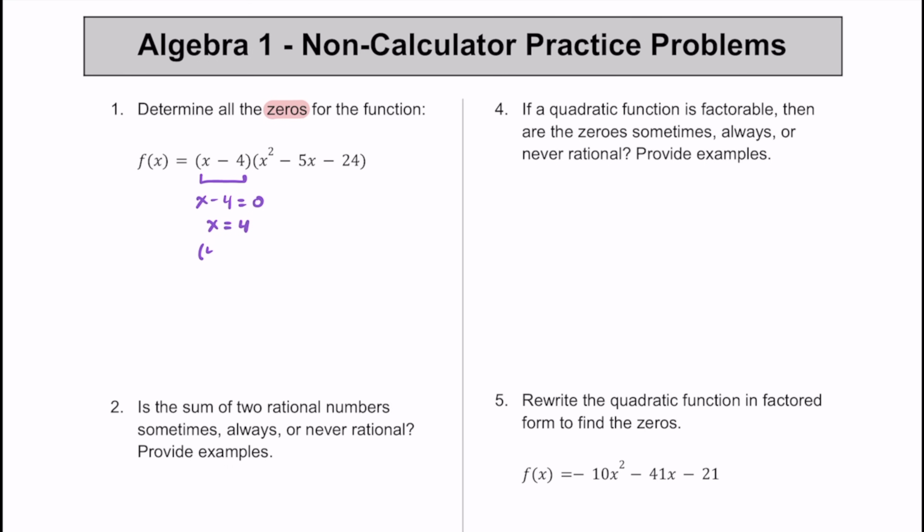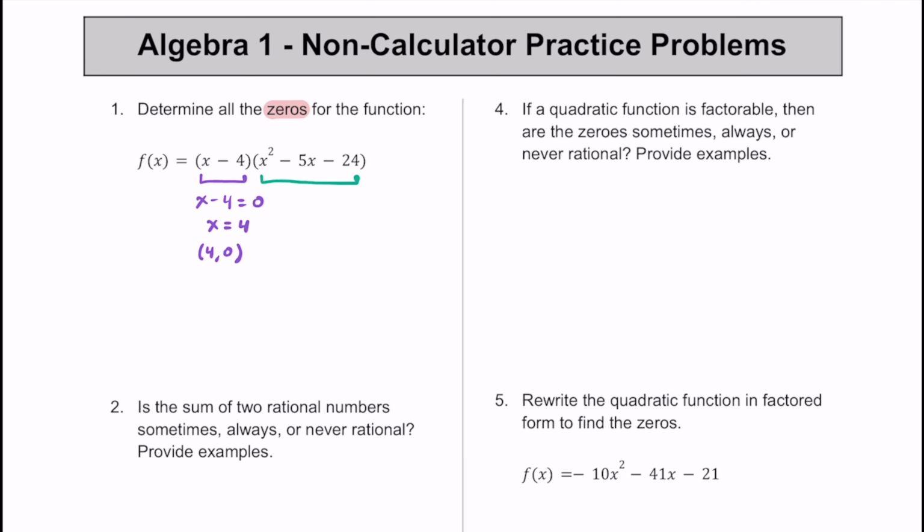That means that if x was 4, then f of x or f of 4 would be 0. So that's going to be one of the zeros for the function. So if you see a linear factor term, go ahead and start with that. Now over here to the right, this is a trinomial, so this part is quadratic. You're going to have to go ahead and factor that, okay?